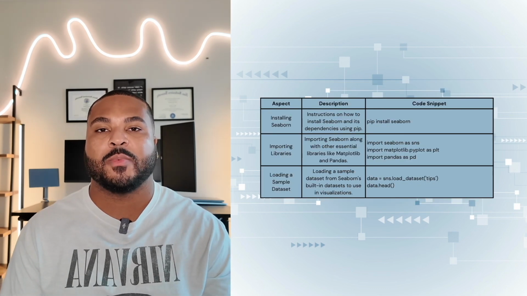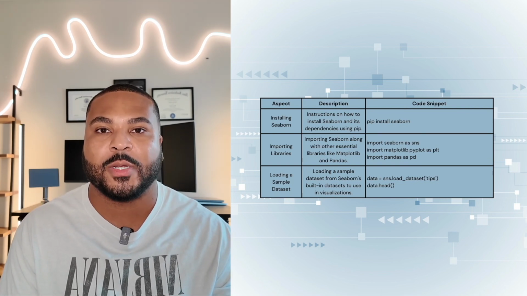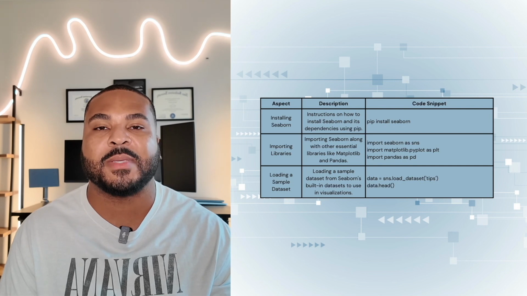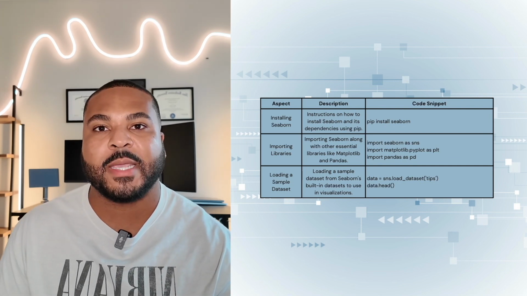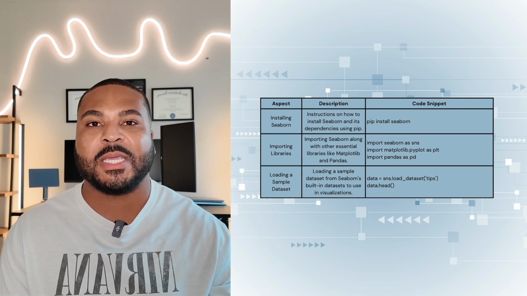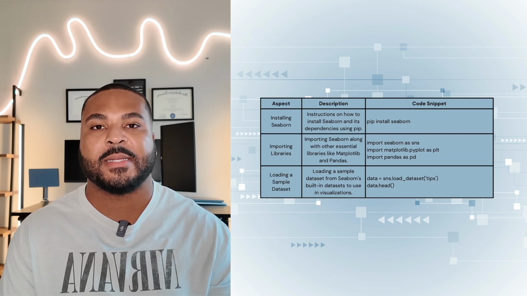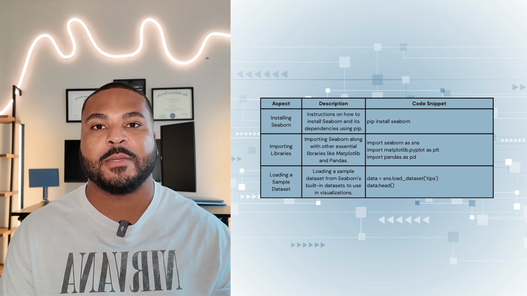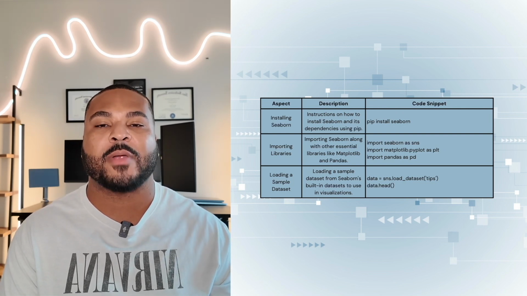To get started with Seaborn, the first step is to install it. So if you haven't already installed Seaborn, you can easily do so by using pip, which is Python's package installer. Open up your command line or terminal and type the following command: pip install seaborn. This will install Seaborn along with its dependencies. Once the installation is complete, you're ready to start using Seaborn in your Python projects.